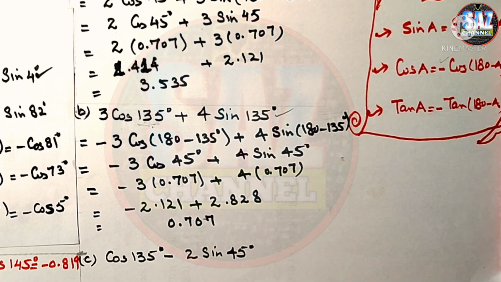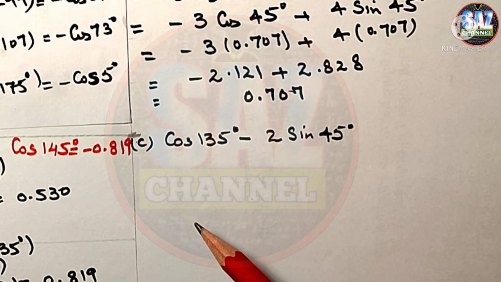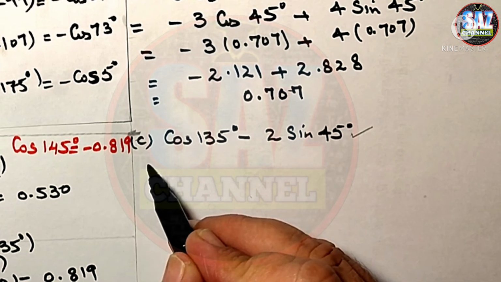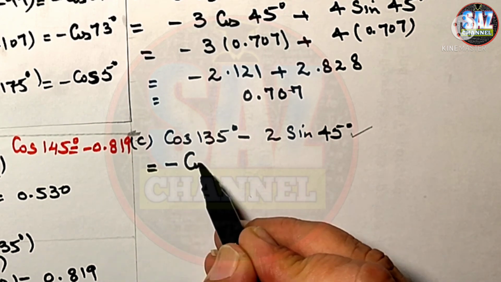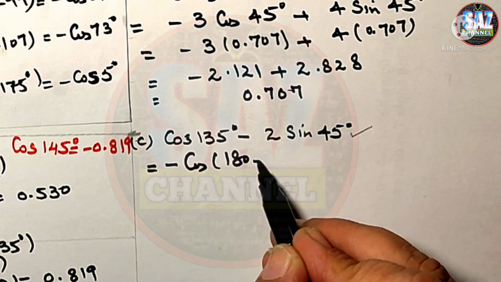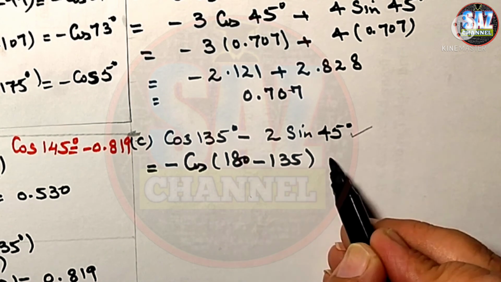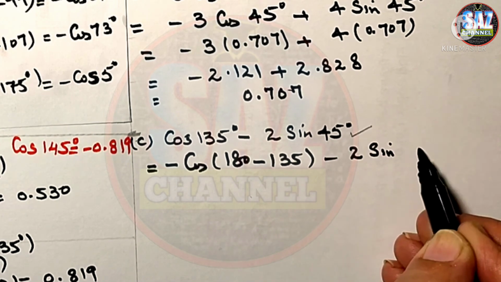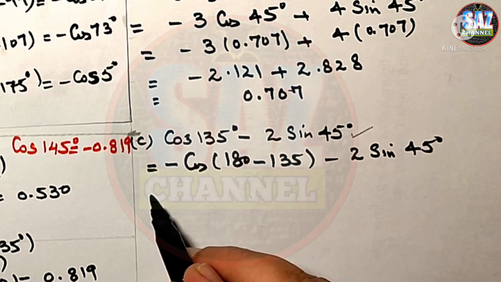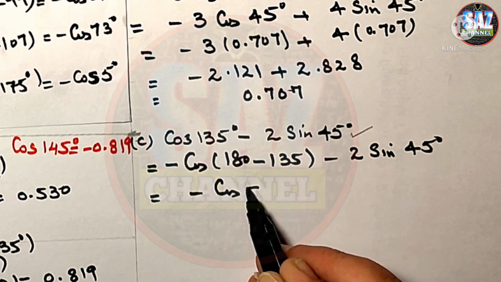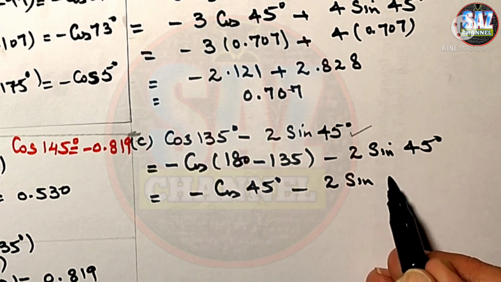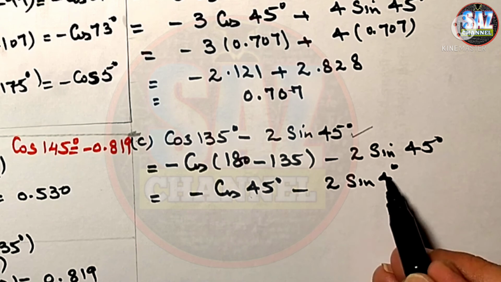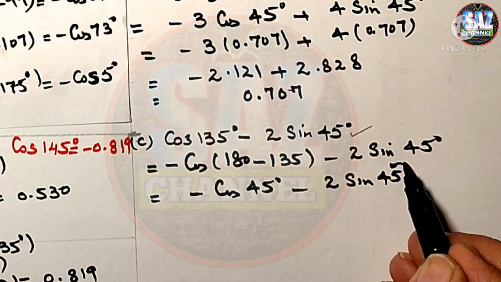Let's move to the last part of this question, that is cos 135 minus 2 sine 45 degrees. As cos 135 is the obtuse angle, we have to write it as cos 180 minus 135, minus 2 sine 45 degrees. Okay, and this is minus cos 45 degrees minus 2 sine 45 degrees.